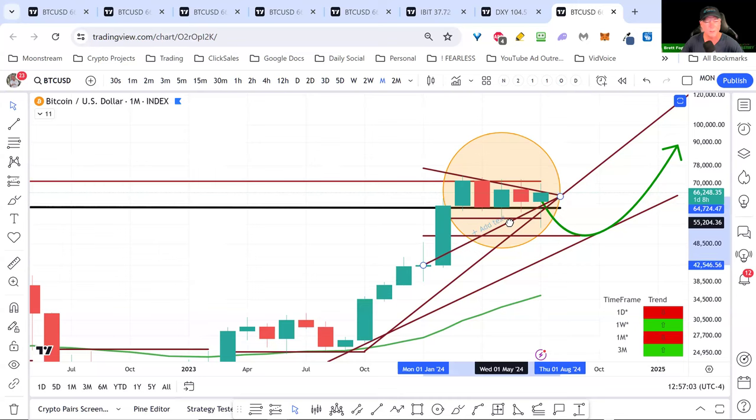But anyway, that aside, it's not an ascending triangle. It's a symmetrical wedge forming here. And I'm going to get rid of this candle. Actually, no, I want to address this too. So the question is, if we come up above this 68K, that would be very bullish. Let's set an alert on that.